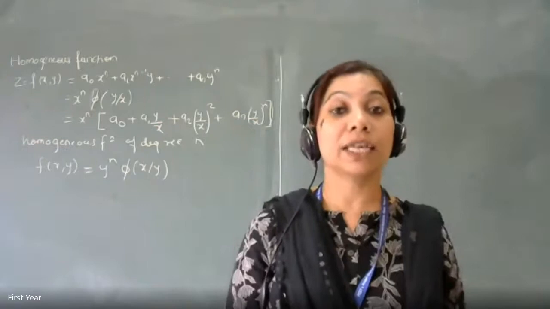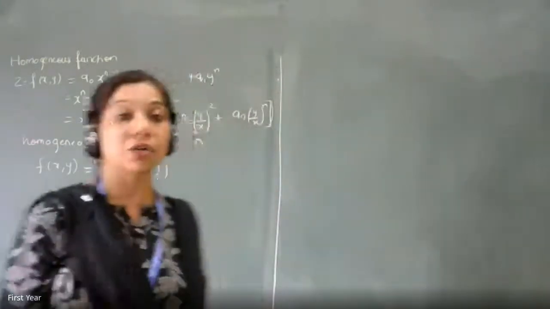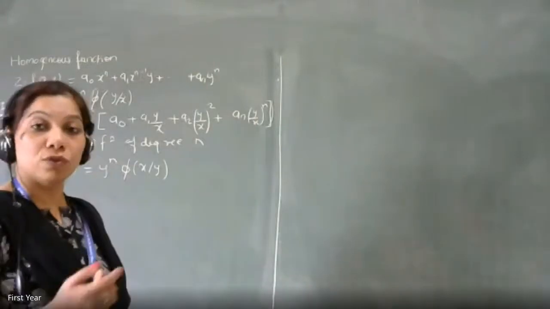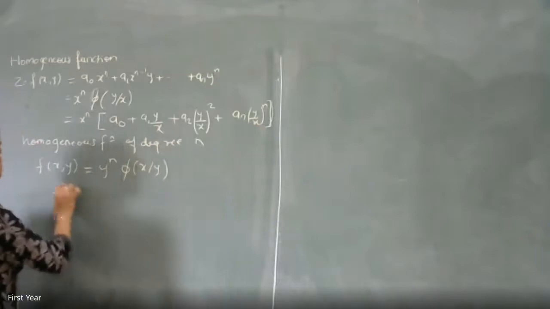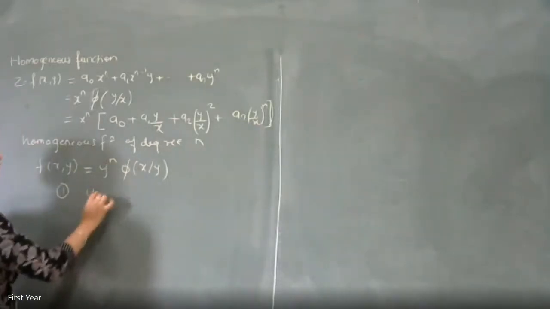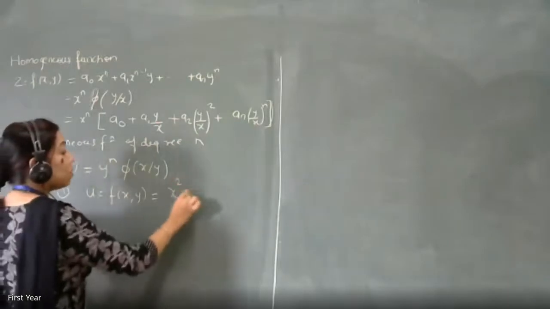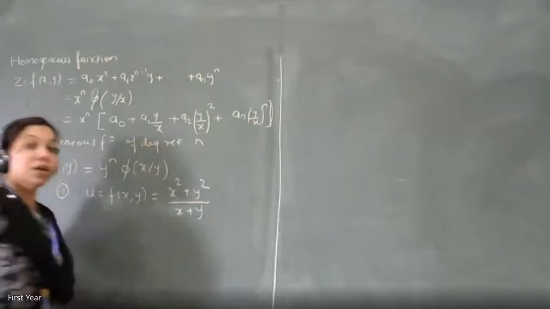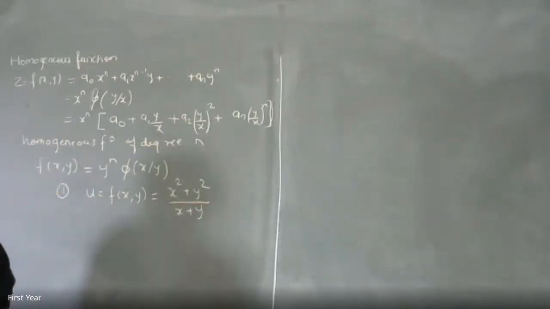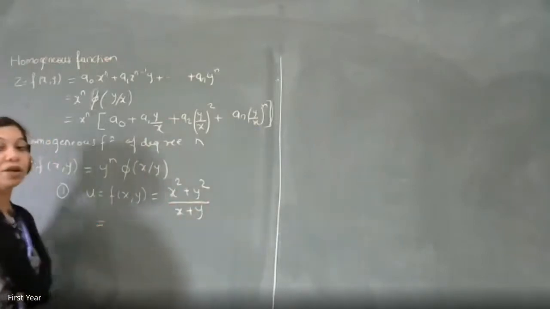Now we'll see examples on this. I'll take an example first, and then I'll ask you to find the degrees of those particular homogeneous functions. The first question we'll solve is: suppose u is equal to f of x comma y, which is x square plus y square divided by x plus y. This is of the type function by function. What is the degree of the numerator?